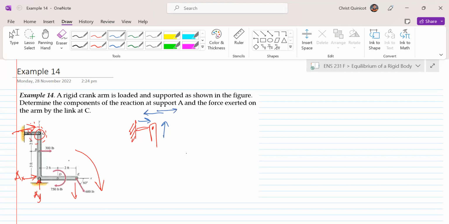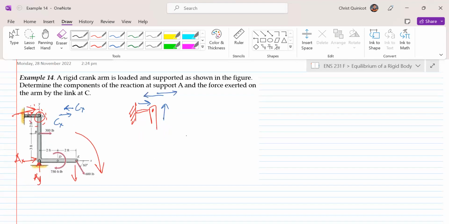Okay, so therefore we'll have three unknowns. The horizontal force can be going to the right or going to the left. Oh wait, sorry, that is not G but rather C. So it's either C sub X going to the left or C sub X going to the right. Now knowing that, let us create our free body diagram.